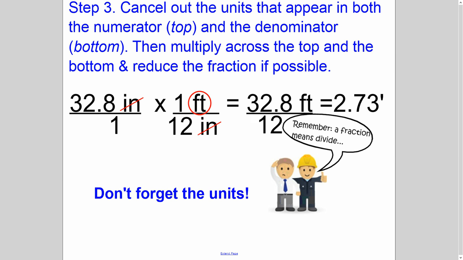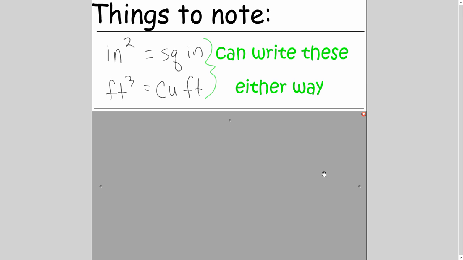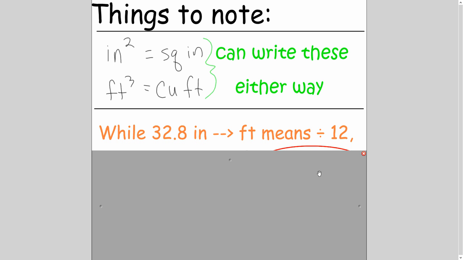Okay, let's look at another example. But first, one thing I should tell you, inches squared can be written like this, or it can be written as square inches. Same thing with feet cubed with a little 3, or cubic feet. So people do both of these.